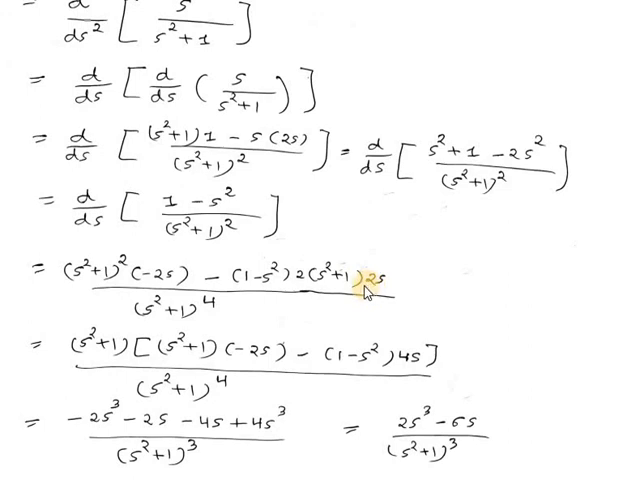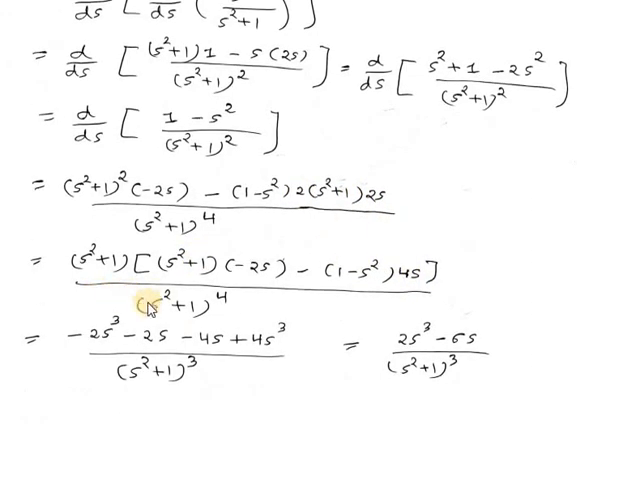Okay, now s square plus 1 is common from these two terms, so s square plus 1 in bracket, s square plus 1 into minus 2s minus 1 minus s square into 4s, because 2s into 2 will be 4s, divided by s square plus 1 whole raised to 4.